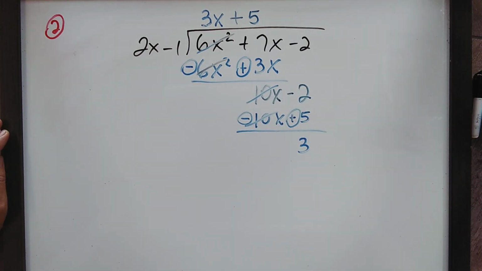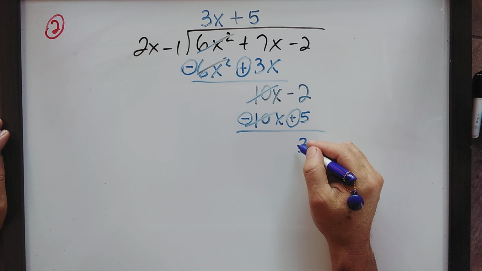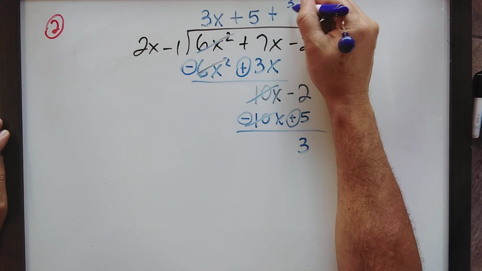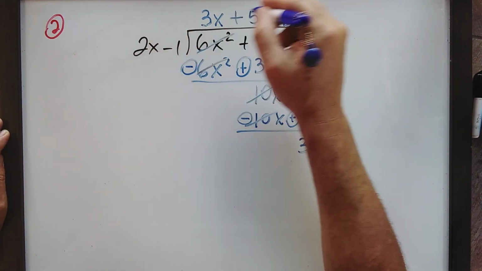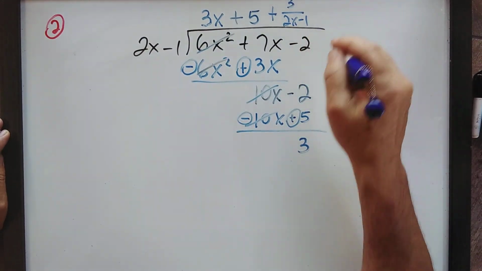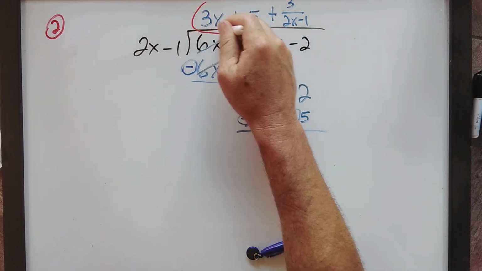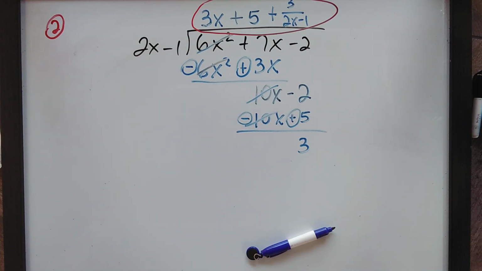Now, in this case, I have a remainder, but that's fine. All you have to do is, since it is a positive 3, I'm going to go ahead and put plus 3 over the divisor, 2x minus 1. And that's going to be my answer. That is my answer. So that's in case you get a remainder.